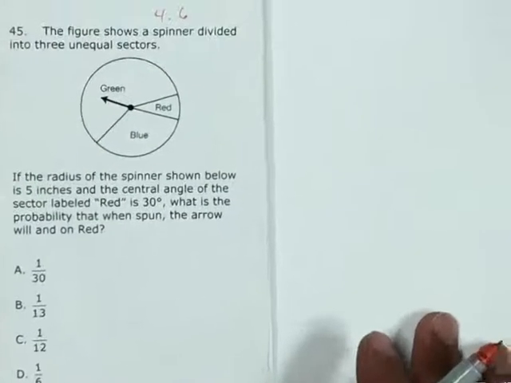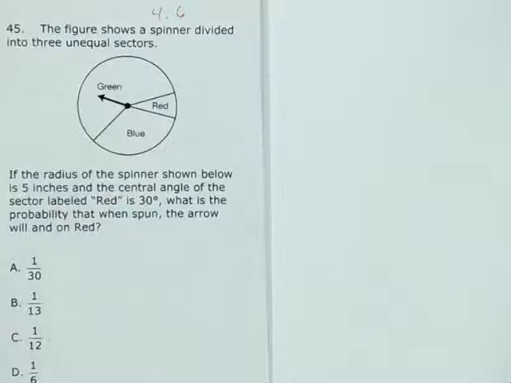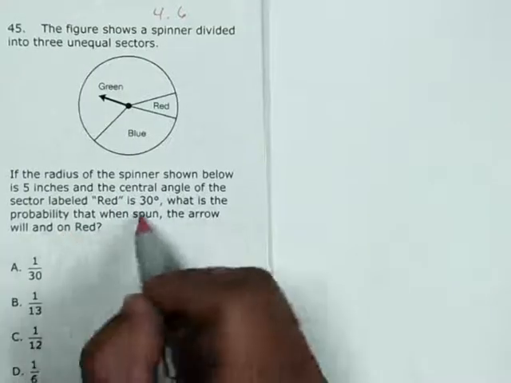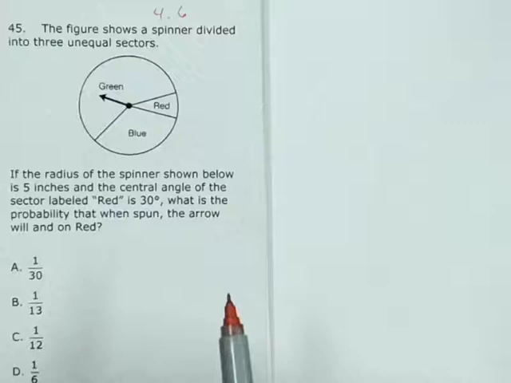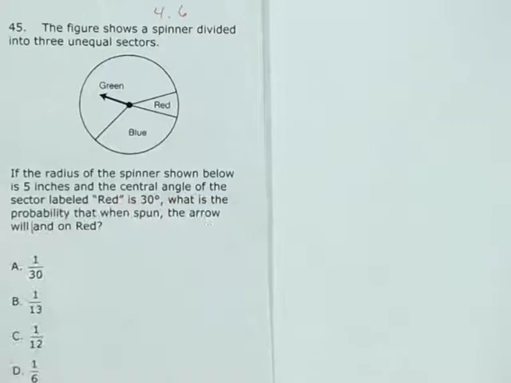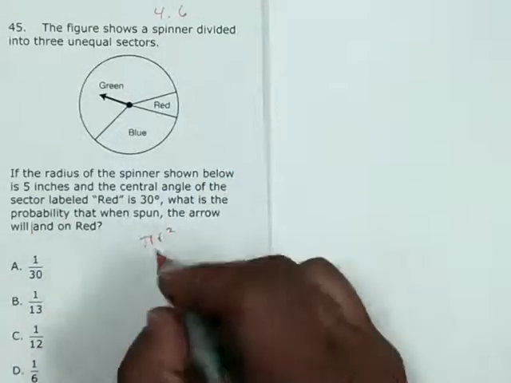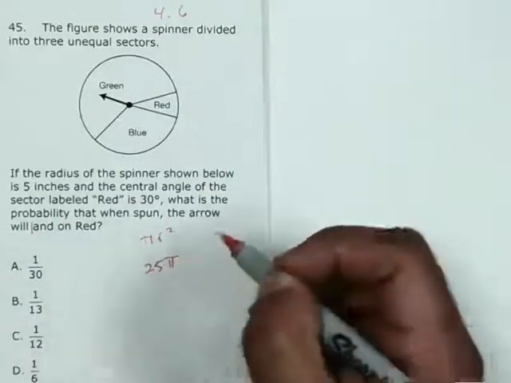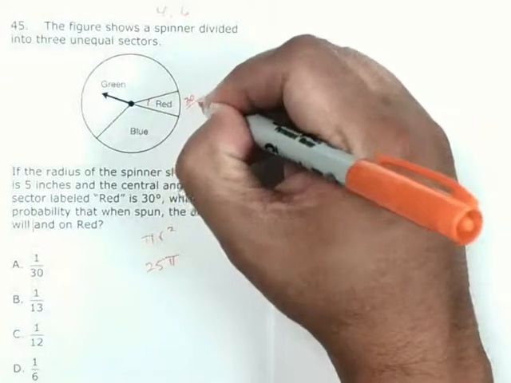Number 45, the figure shows a spinner divided into 3 unequal sectors. If the radius of the spinner is 5 and the central angle is 30, what's the probability that when spun, the arrow will land on red? Alright, so we have to find the area of the whole circle. That's going to be pi r squared, and since my radius is 5, that's going to be 25 pi. And I want the area of the red, so I'm going to do 30 over 360.